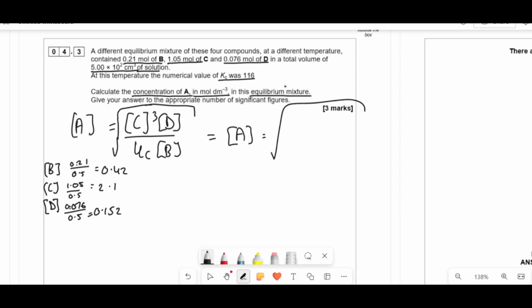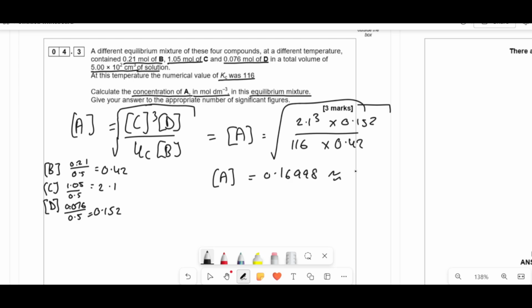They've told you in the question Kc was 116. So to put all of this in, it's going to be 2.1 cubed times D, which is 0.152, all divided by Kc, which is 116, times the concentration of B, which is 0.42. If we do that, then the concentration of A must equal 0.16998, which, we should put to the number of significant figures of the question generally, is going to be 0.17. There you go.